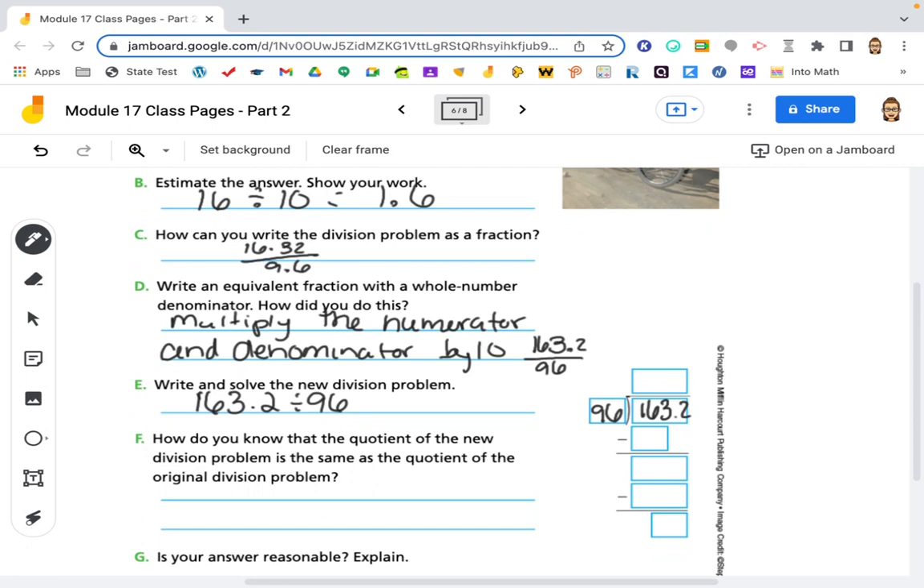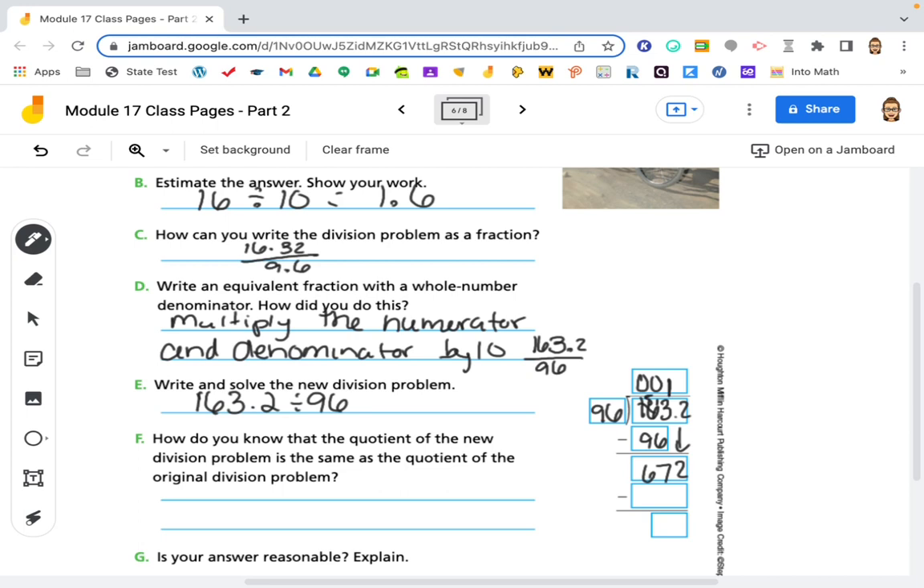So 96 doesn't go into 1, it doesn't go into 16, it does go into 163, and that would be one time. So we get 96, we subtract, and we have 67, and then I bring down the 2, and 96 goes into 672 seven times.